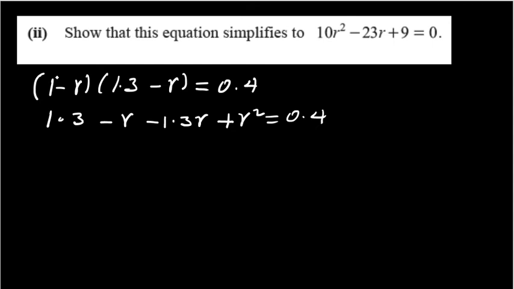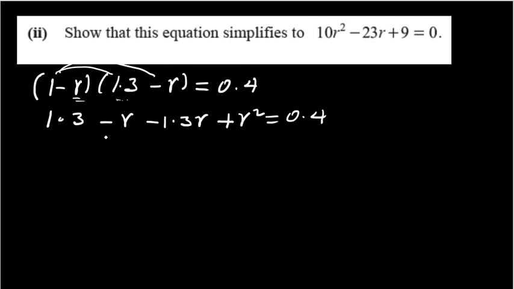Then what do I do here? This one will multiply each of them. The 1 will multiply 1.3, which is 1.3 as this, and again the 1 will multiply R. So 1 times negative R will be negative R. Again, negative R will multiply each of them. Negative R times 1.3 will be negative 1.3R. And again, negative R times negative R will be plus R square.